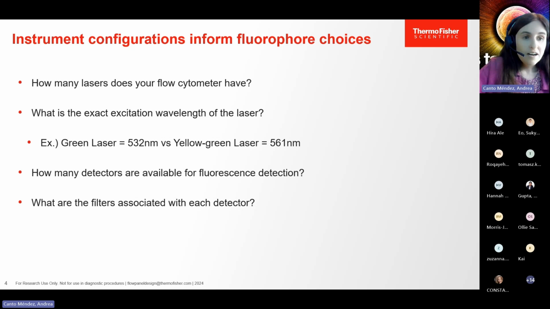Also, we need to consider how many detectors we have in our cytometer that are available to detect fluorescence. This is going to tell us how many parameters we can analyze at a maximum in our flow panel, and also which are specifically the filters that are associated with each detector. All these parameters are going to tell us exactly which fluorophores we can use in our instrument, how many of them, and how we can combine them.